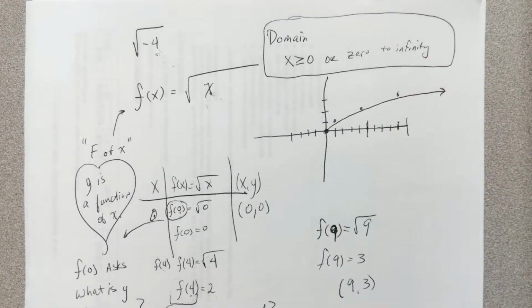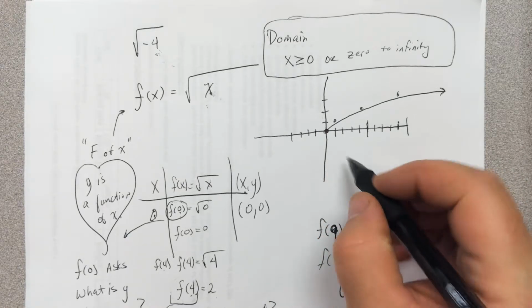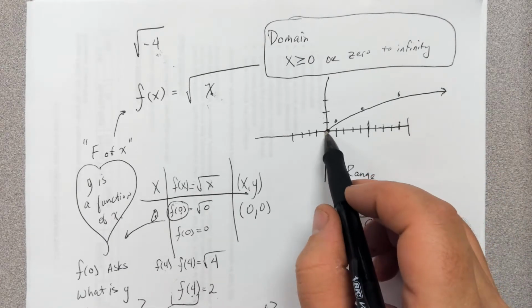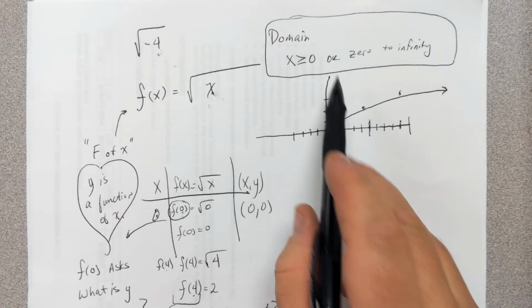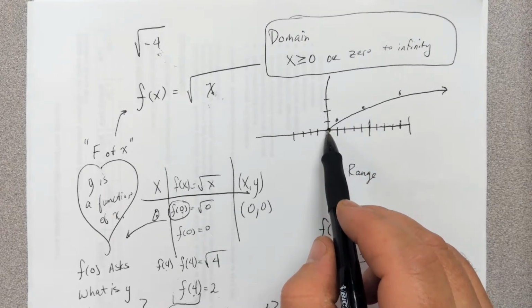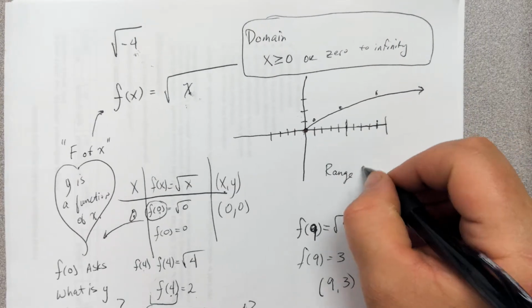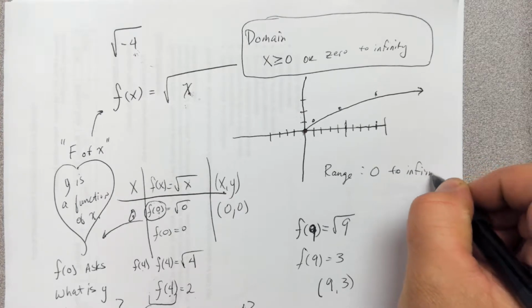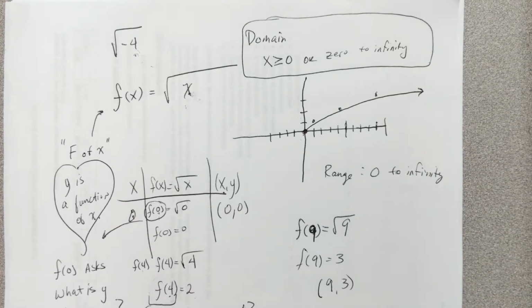What about the range? Range is all of the y's, all the outputs. Do you see how there's nothing down here? So it's going to go up. So the range, the first y we have is right here. And then it goes up. This isn't the first one because it crosses here. It's the first one because looking up and down, this is the lowest point. So the range is from 0, and then it goes up, and it's going to keep going up forever. So it's from 0 to infinity also.